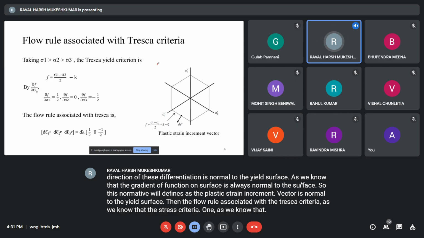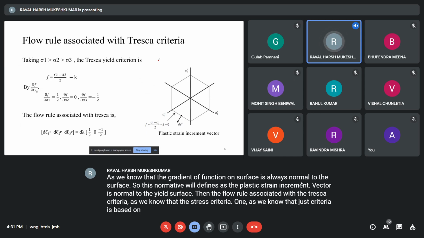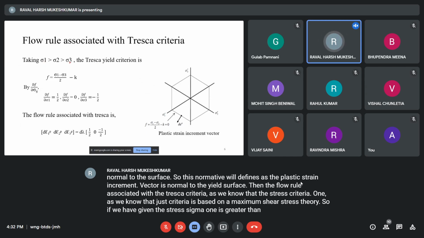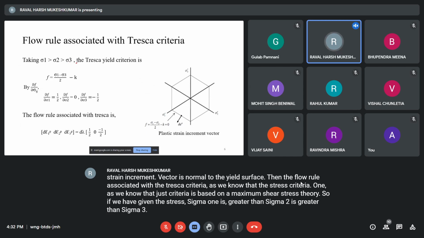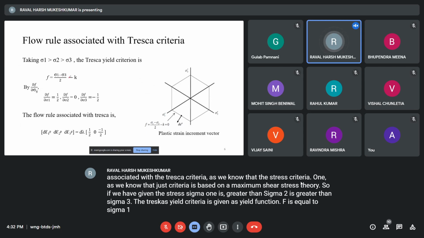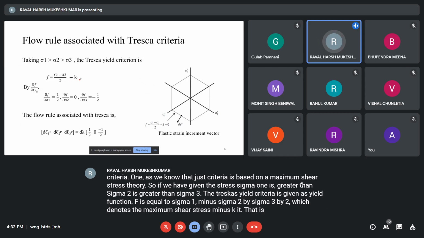As we know, Tresca's yield criterion is based on the maximum shear stress theory. If we are given the stresses sigma 1 greater than sigma 2 greater than sigma 3, Tresca's yield criterion is given as the yield function f equals (sigma 1 minus sigma 3) by 2, which denotes the maximum shear stress, minus k, that is some parameter.